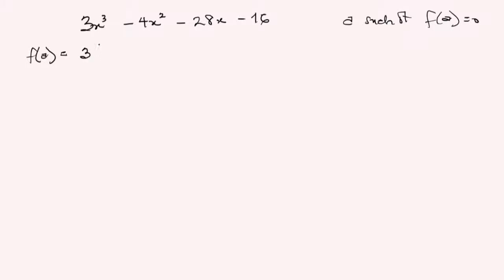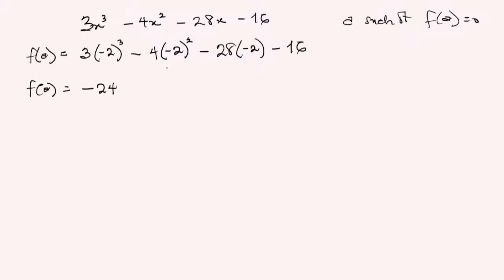So if we have that, we have 3 into minus 2 cubed minus 4 into minus 2 squared minus 28 into minus 2 and minus 16. Minus 2 cubed is minus 8. Minus 8 multiplied by 3 is equal to minus 24. Minus 2 squared is equal to 4. 4 multiplied by 4 is equal to 16. Minus 2 multiplied by 28 is equal to minus 56. And so that's going to make this one plus 56.